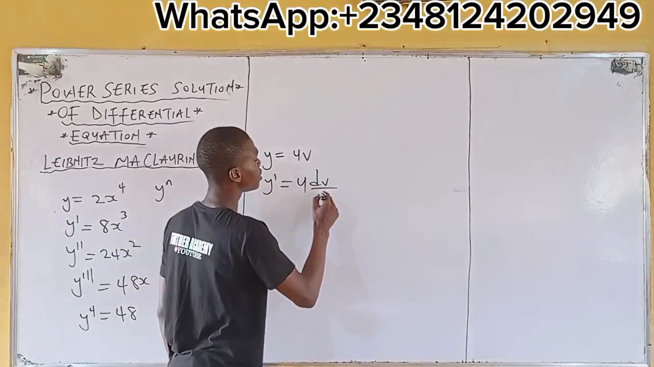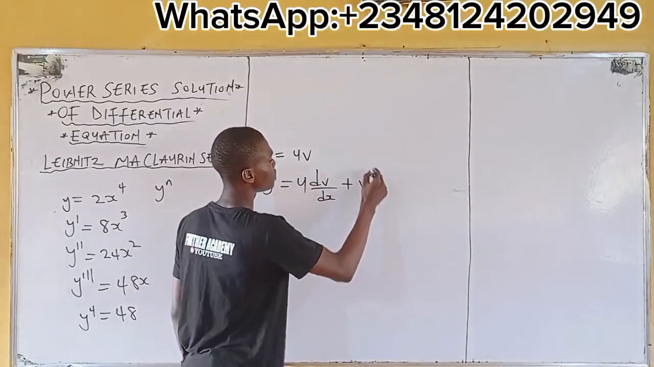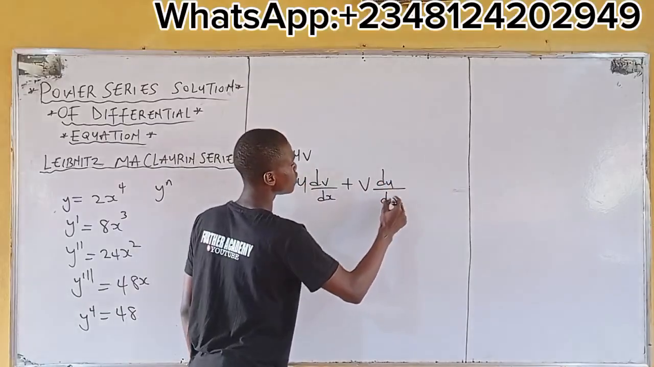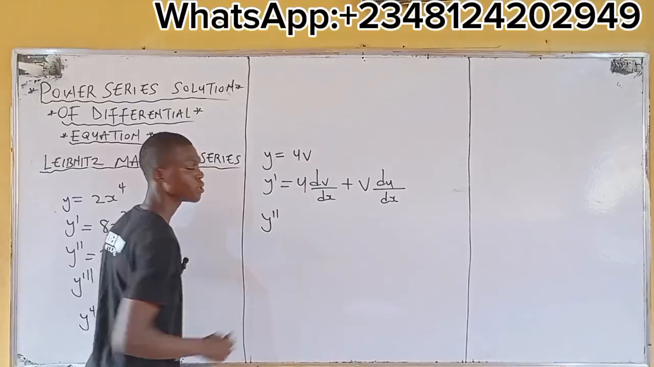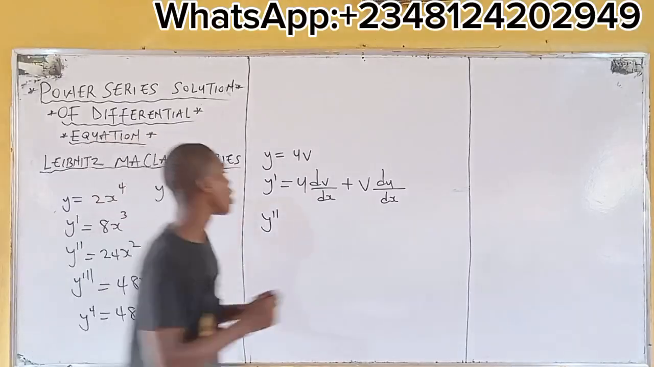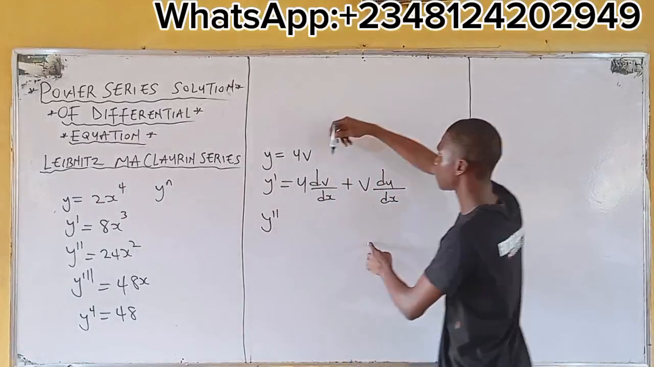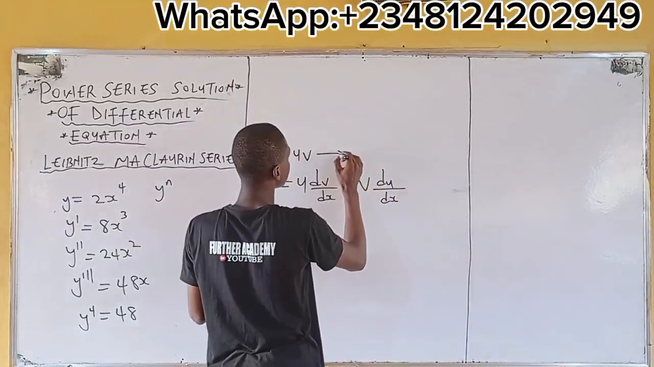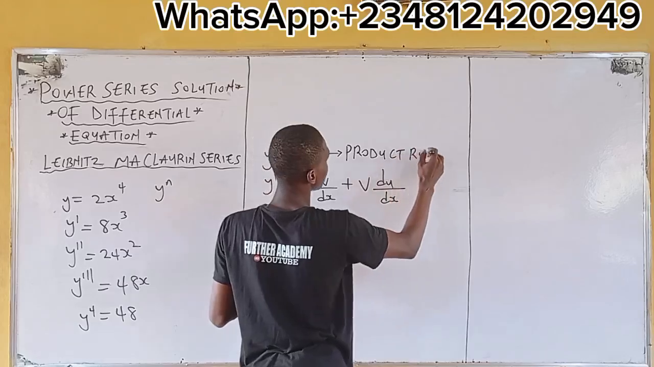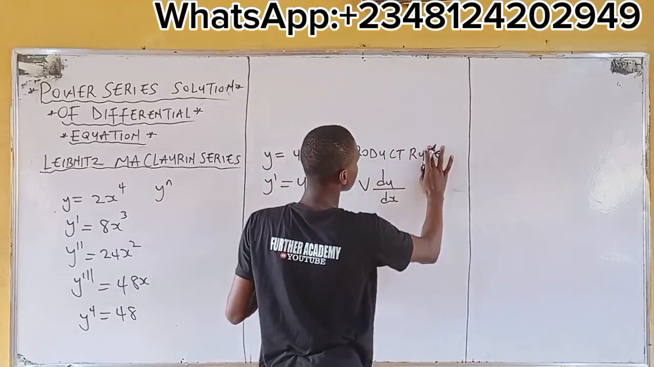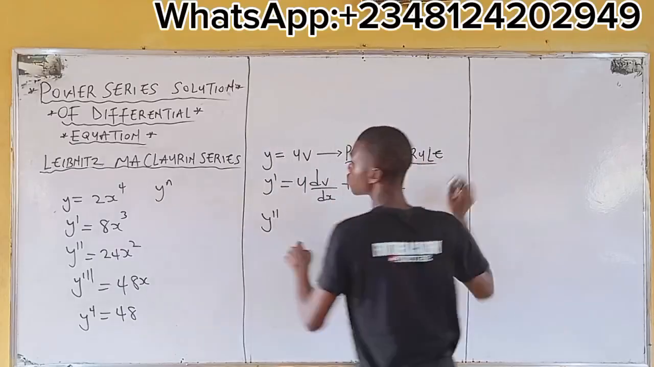u dv over dx plus v du over dx, right? What's my second derivative? In this case, this is how it works. Now, given this function, say this is a product function. This is from product rule, right?